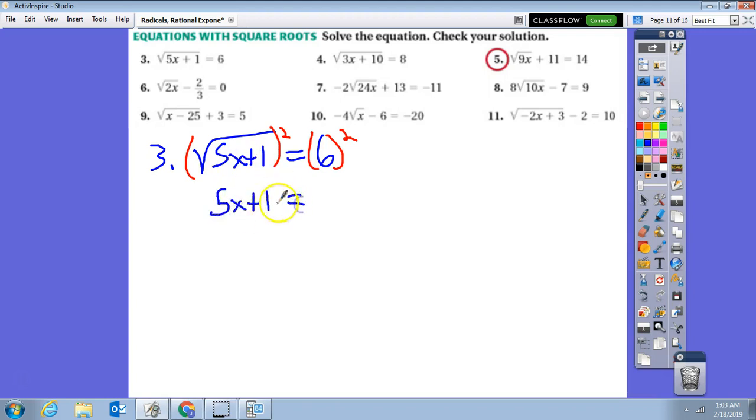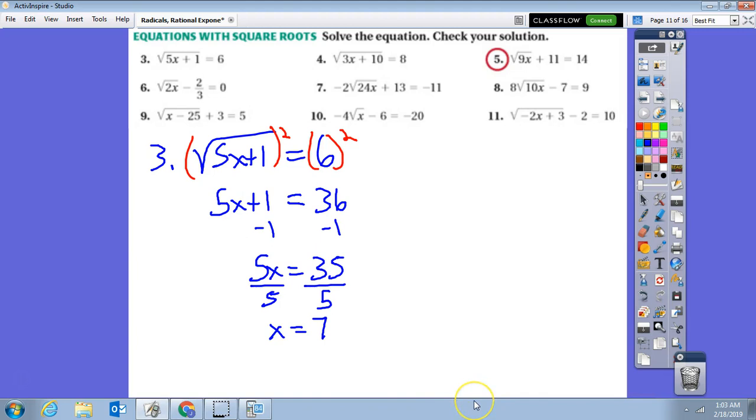Don't do anything weird with the numbers on the inside. 6 squared is 36. Then you just subtract 1 from both sides. You get 35. Divide by 5 on both sides. And you get x is equal to 7. So when you are doing these, you just want to do the opposite operation. The opposite of square root is to square something.